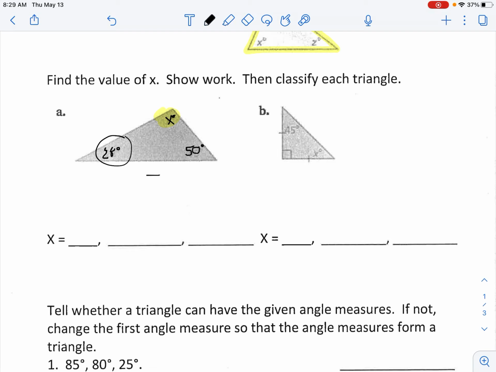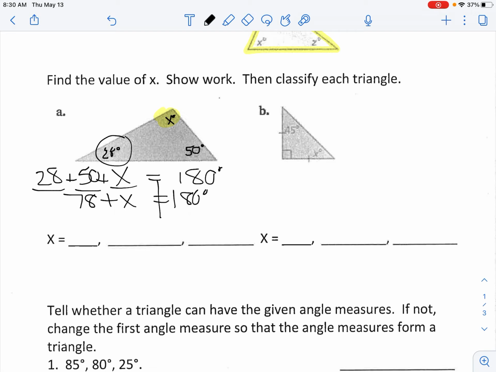Well, what do we know? We know that something plus something plus something has to total 180 degrees. I know the first angle measures 28 degrees. I know the second angle measures 50 degrees. I don't know the measure of the third angle. So what I can do now is combine like terms. So 28 plus 50 is 78. So 78 plus something equals 180 degrees. So now we have a one-step equation.